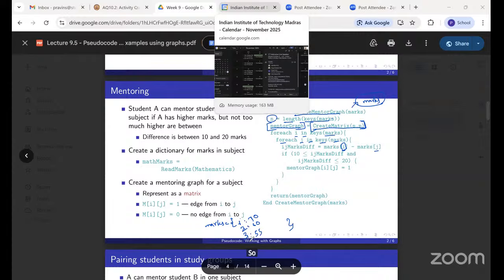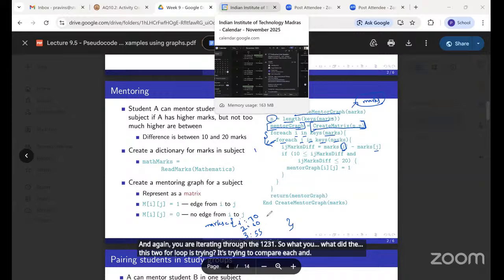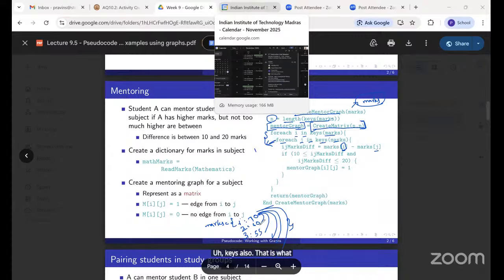So once you are iterating 1, 2, 3, and again you are iterating through 1, 2, 3, what are these two for loops trying to do? It's trying to compare each and every value within your marks dictionary. So basically, 1 will be comparing with 2, and 1 will also be comparing with 3, and with the other keys also. That is what these two for loops are doing. Similarly, once you go to 2, 2 will compare with the 3 key, and so on, right? So this comparison is done in the marks dictionary.